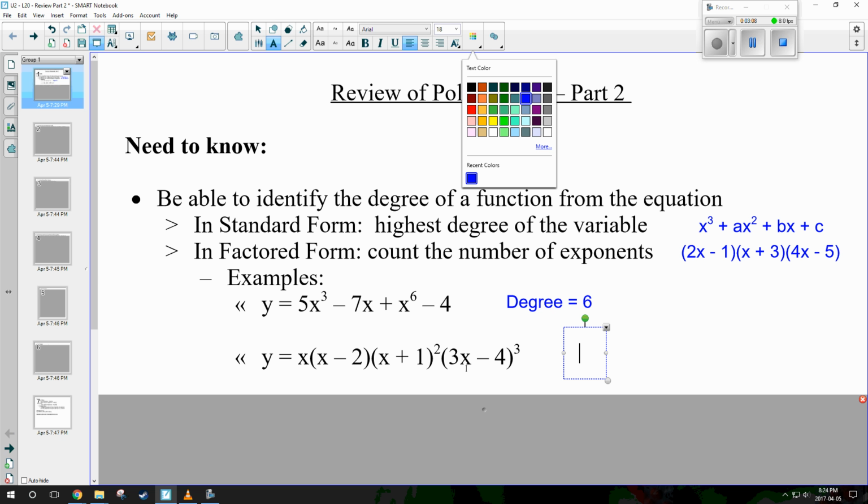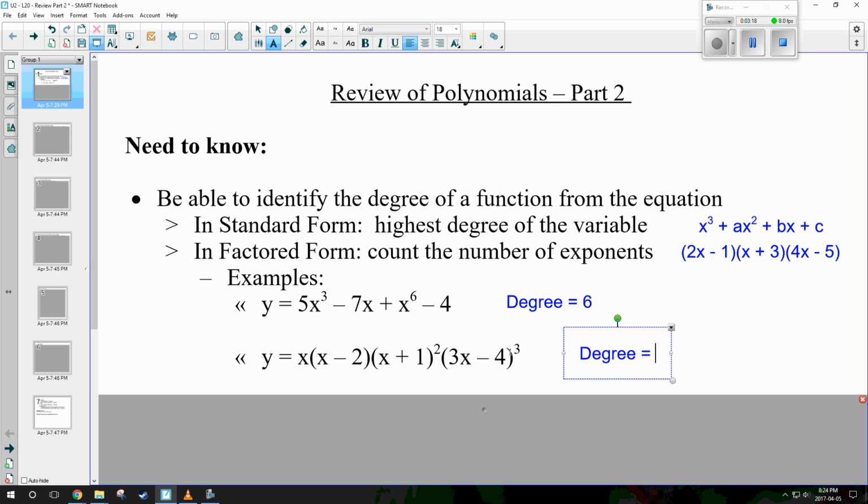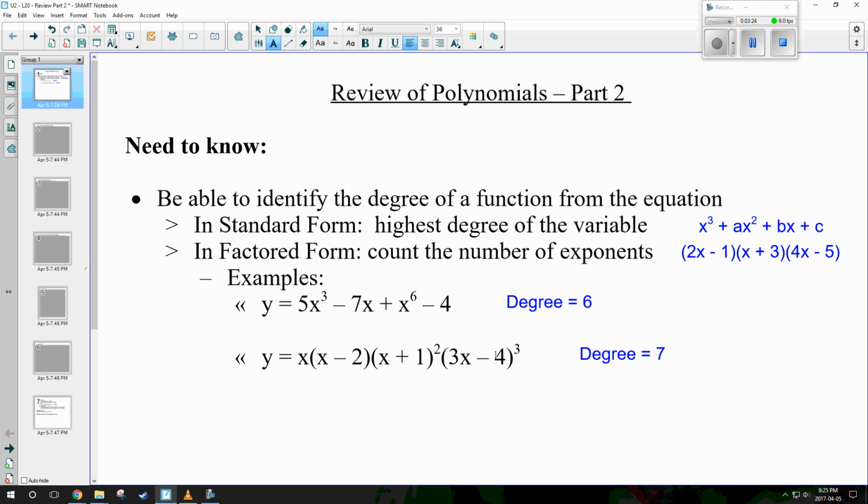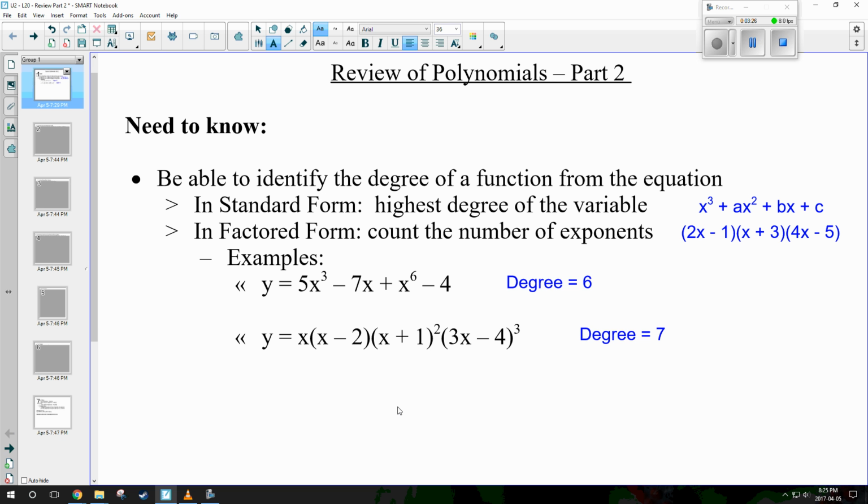And then this bracket here, because it's cubed, that gives us an extra count of 3. So that we were at 4, that gives us 5, 6, and 7. So that means that our degree on this one is a degree of 7. So remember, you need to know how to figure out the degree, and we use that for a couple different things when we're working with polynomials.